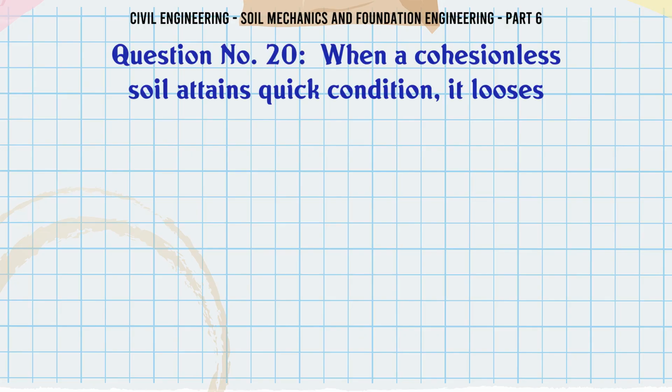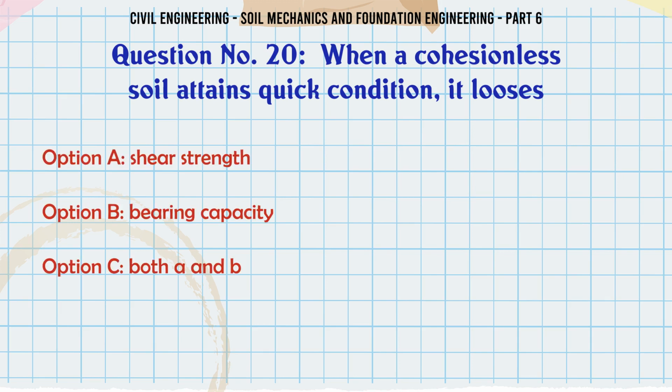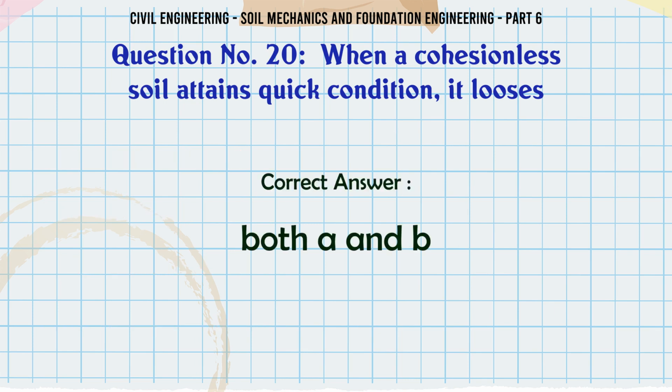When a cohesionless soil attains quick condition, it loses A. shear strength, B. bearing capacity, C. both A and B, D. neither A nor B. The correct answer is both A and B.